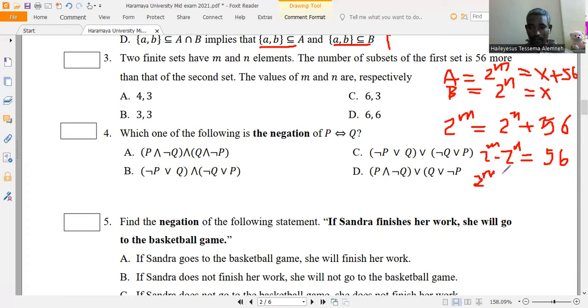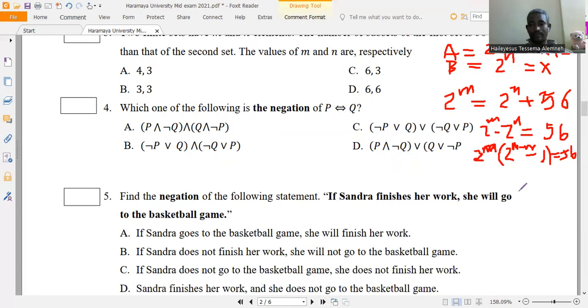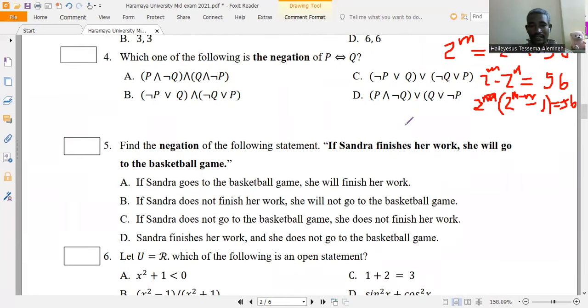Taking 2 to the power of n common from 2 to the power of m minus 2 to the power of n, we get 2 to the power of n times (2 to the power of m minus n minus 1), which is equal to 56.